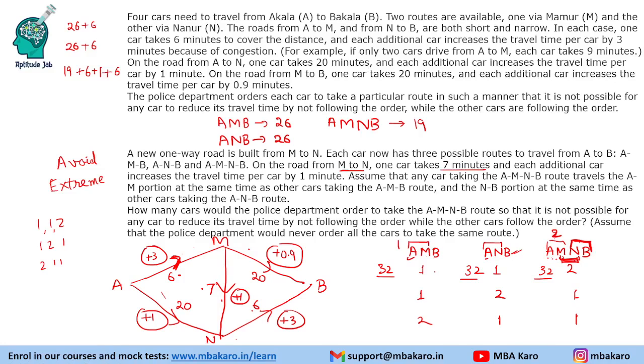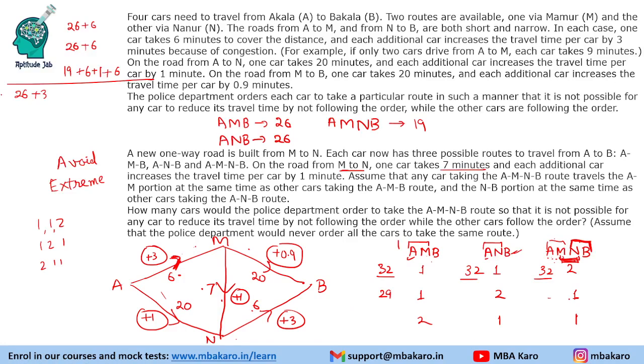Now let's take the second scenario in which we have one car in this, two cars in this, and one car in this route. So when we are talking from A and B, the car is taking 26 minutes. Now in the part AM, it will encounter one more car. So it will take 3 more minutes. There is one more car in AM, and in MB there is no other car. So it will not experience any more car here. So it will take 29 minutes.